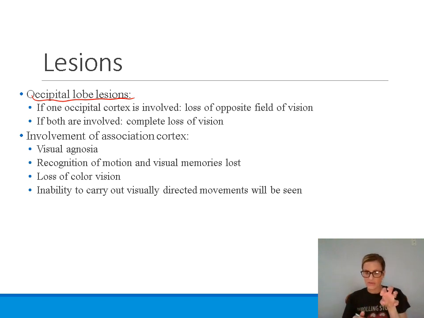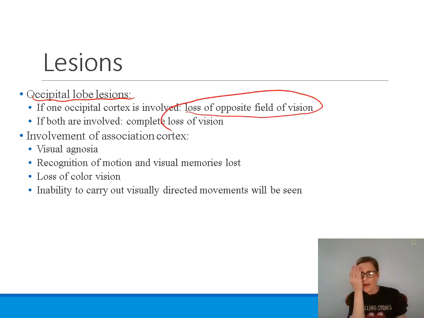So the left hemisphere receives information from the right field of vision from both eyes, and the right hemisphere gets information from the left field of vision from both eyes. So if only one occipital cortex is involved, then you just lose half of the vision, right? You lose the opposite field of vision. Again, you don't lose vision from one eye, you lose half of what that eye sees, right? And half of what the other eye sees.